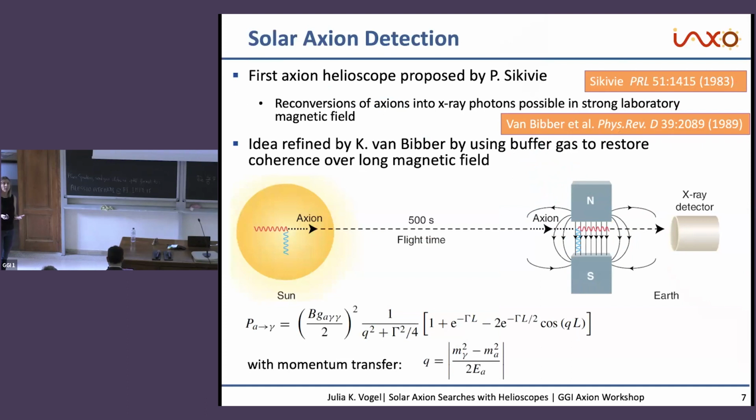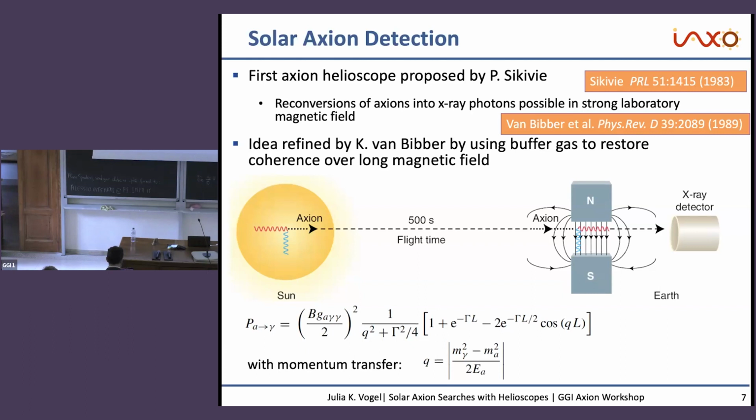So once we have these axions produced, we want to detect them on Earth. We all know that back in '83, Pierre proposed the first axion helioscope by using the inverse Primakoff effect, just reconverting the axions into X-ray photons in the presence of a strong magnetic field that has to be perpendicular to the incoming axion direction. And this idea was then refined by Karl and company shortly afterwards by inserting a buffer gas in a magnetic field region to restore the coherence that's lost above a certain axion mass.